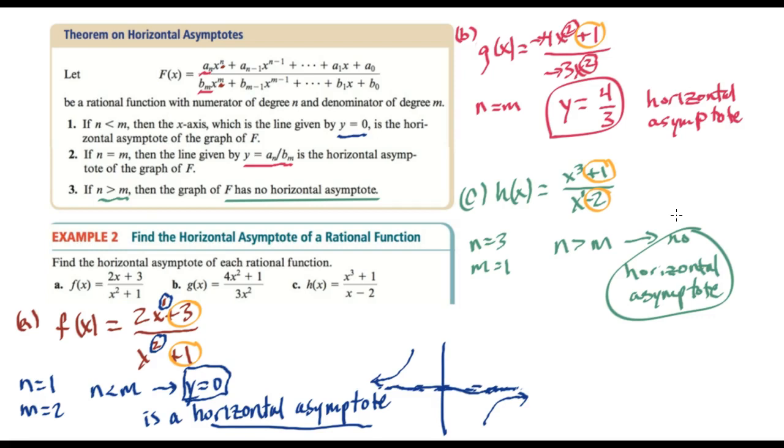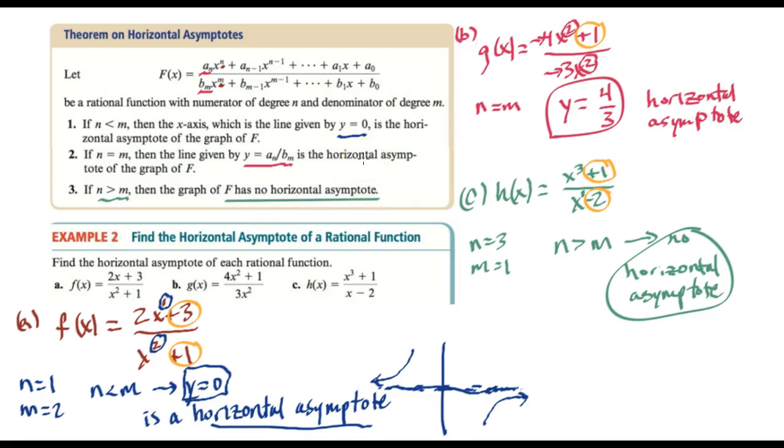So do keep in mind that if your function is not in standard form, if the numerator and denominator are not in descending order of powers, you must make sure that you're looking at the leading term. So it might help to put your numerator and denominator in descending order of powers so that your leading term is up in front. And then it comes down to these three criteria. Is n less than m? Is n equal to m? Is n greater than m? Then we have the following three results. Either y equals 0, or the ratio of the leading coefficients, or there's no horizontal asymptote. So hopefully that makes sense.